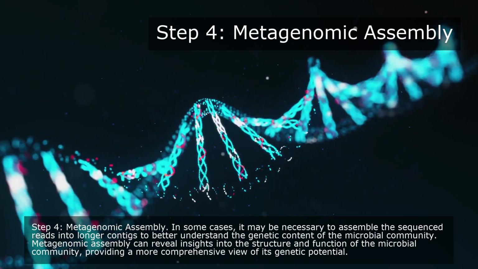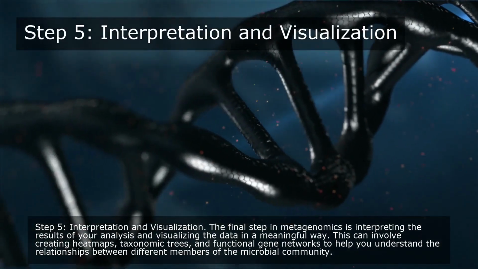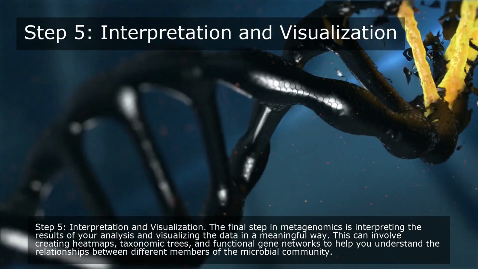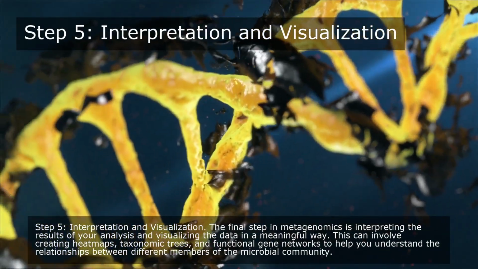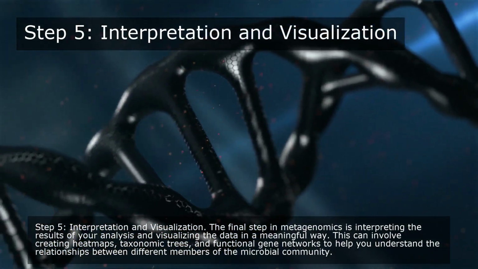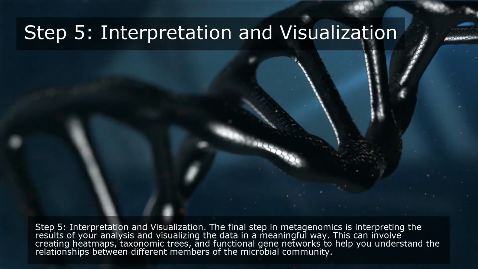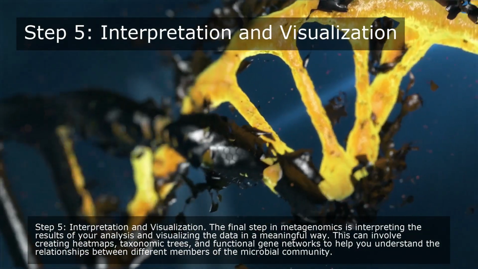its genetic potential. Step 5. Interpretation and visualization. The final step in metagenomics is interpreting the results of your analysis and visualizing the data in a meaningful way. This can involve creating heat maps, taxonomic trees, and functional gene networks to help you understand the relationships between different members of the microbial community.